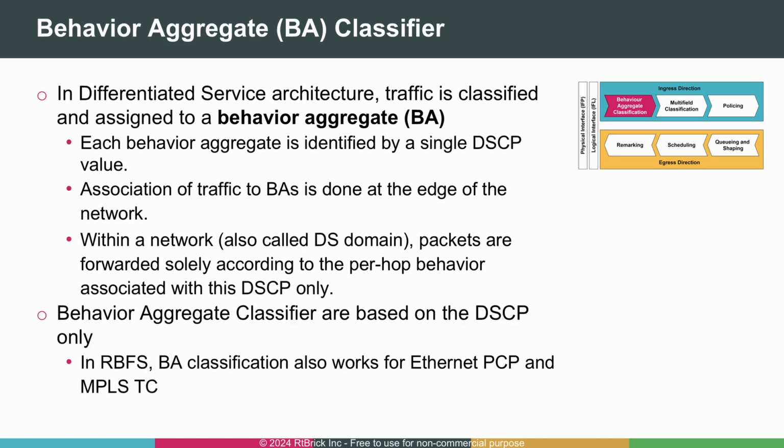The behavior aggregate classifier is a simple mechanism based on the DSCP field. It is the first QoS function in the packet processing pipeline. For Layer 2 or MPLS traffic, the Ethernet PCP or MPLS traffic class fields are evaluated. Because the BA classifier cannot use other header fields, it remains very simple and highly scalable. It is best suited for core devices that do not interface with third parties.